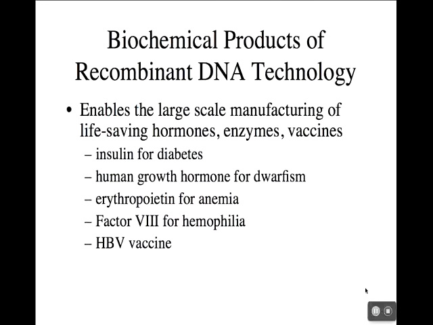All right, so using this technique, you can get all sorts of different products for various different usages here. Biochemical products of recombinant DNA technology. DNA technology really enables the large-scale manufacturing of life-saving hormones, enzymes, and vaccines. Different examples here: insulin for diabetes, I've already told you about. Human growth hormone to treat a form of dwarfism.